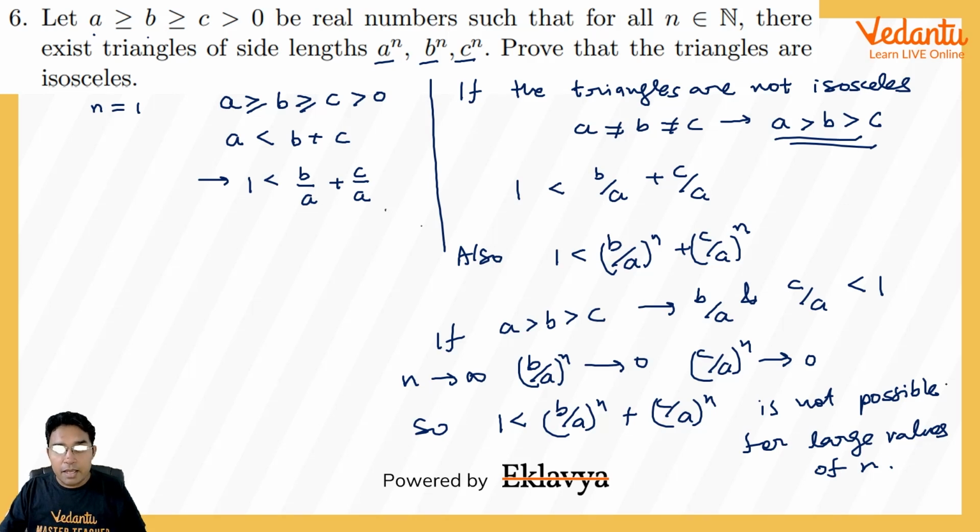And why is this impossible thing happening? Because we assumed that the triangles are not isosceles, that is, A, B, C are all different. So from this contradiction we can say the triangle has to be isosceles.